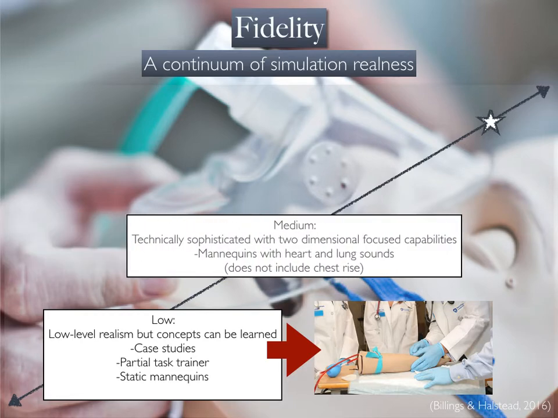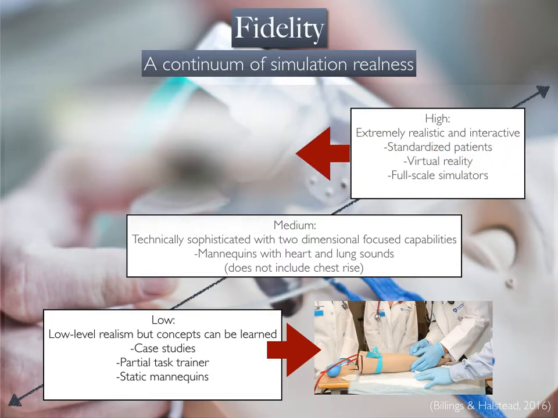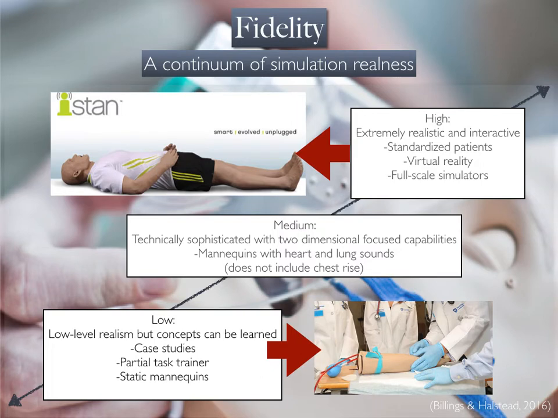Medium fidelity simulations are technically sophisticated with two-dimensional focus capabilities. Examples are mannequins with heart and lung sounds, but do not include chest rise, or lack some element of real life. High fidelity scenarios are extremely realistic and interactive. Examples could be standardized patients, which are people who are given symptoms to portray and a script to follow to interact with students in a controlled environment. Virtual reality and full-scale simulators, such as this iStan, which is a very high-tech patient simulator.